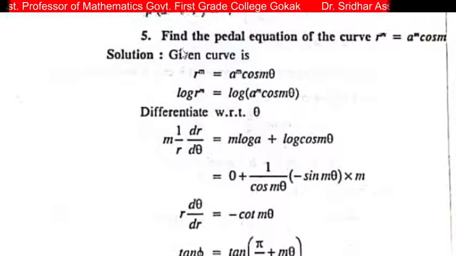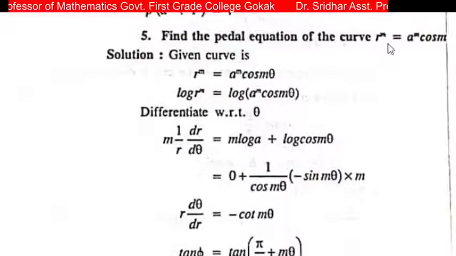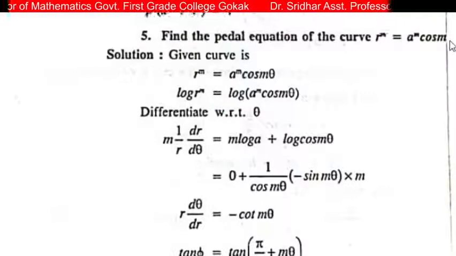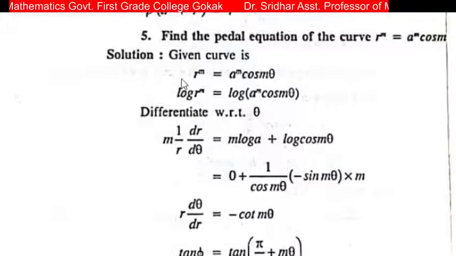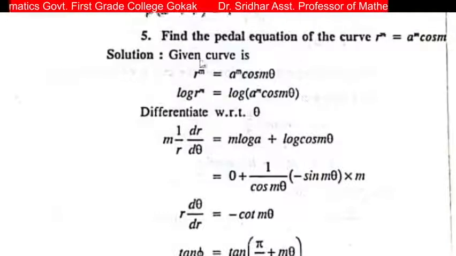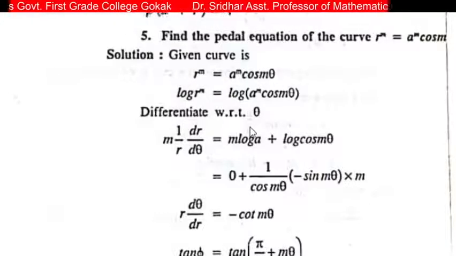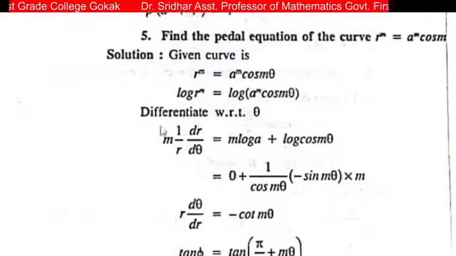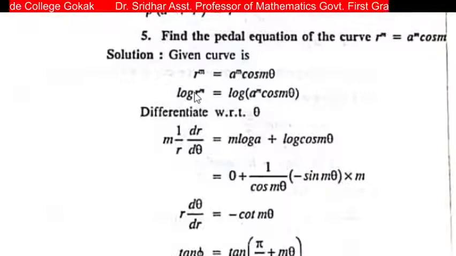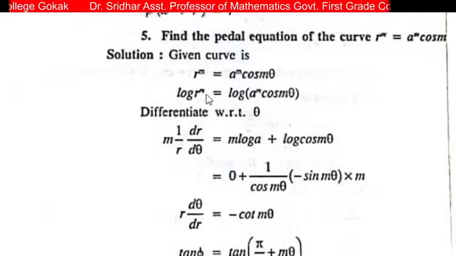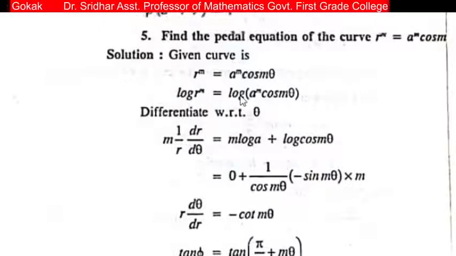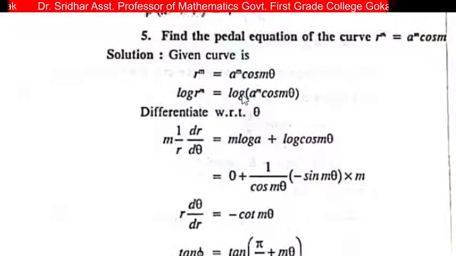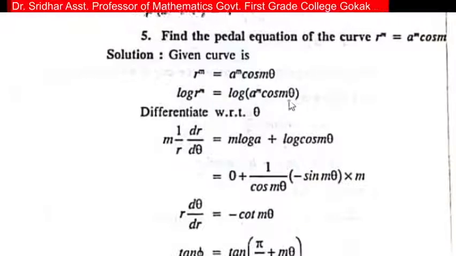Next we have another problem. Find the pedal equation of the curve r^m = a^m cos mθ. Okay, so now this is the given problem right here. As I already told, you can apply log, taking log on both the sides, which gives log r^m, so this can be written as m log r, and which is log a^m plus log cos mθ.